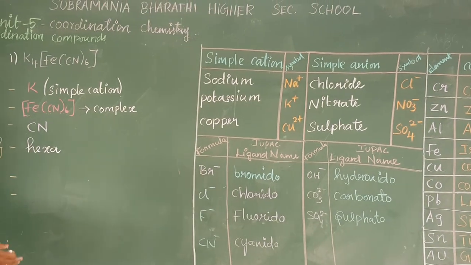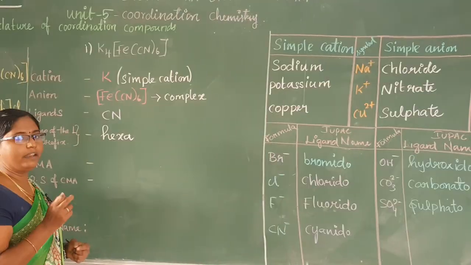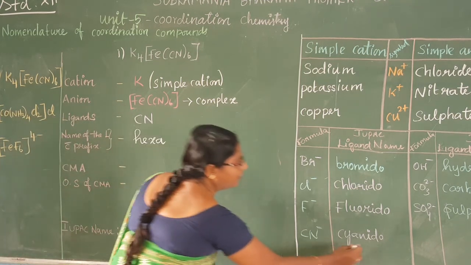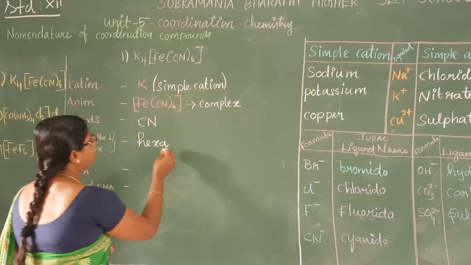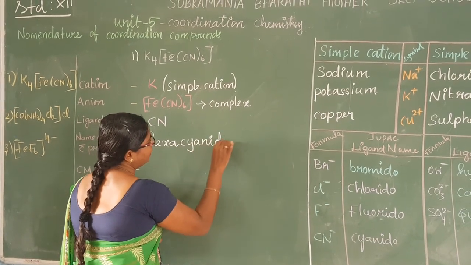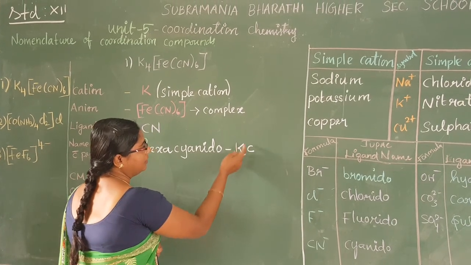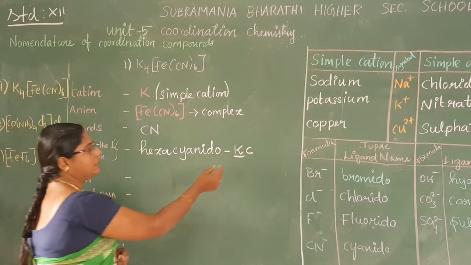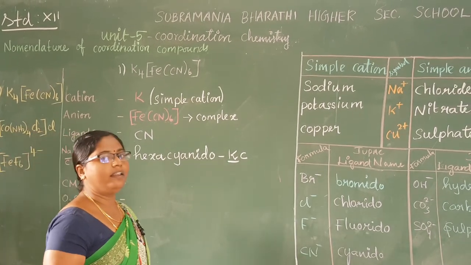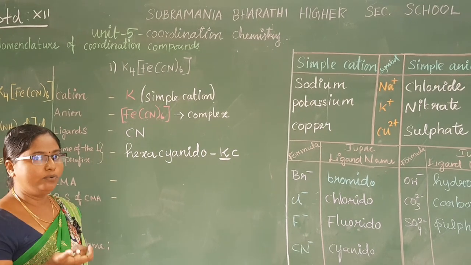All the anionic ligands end with O. If it is a cationic ligand means it will end with IUM. Okay, since it is an anionic ligand I will end with O. Okay, so hexa cyanido, and I am writing Kc here. This K term, where we are using this term means when there is a presence of ambidentate ligand. You know already what is ambidentate ligand. Ambidentate ligand, which is nothing but it will have 2 donor atoms.